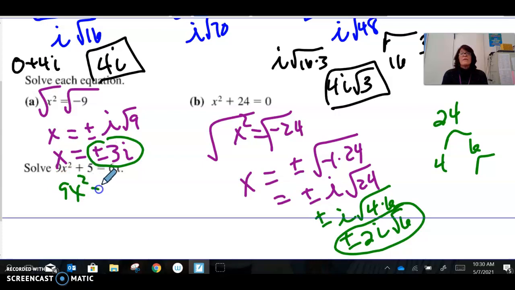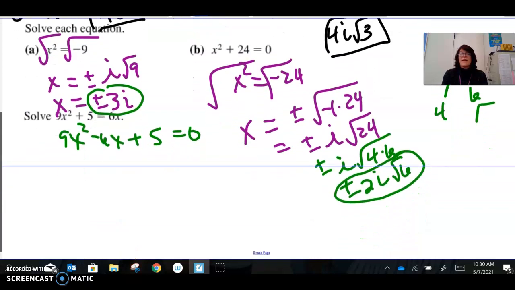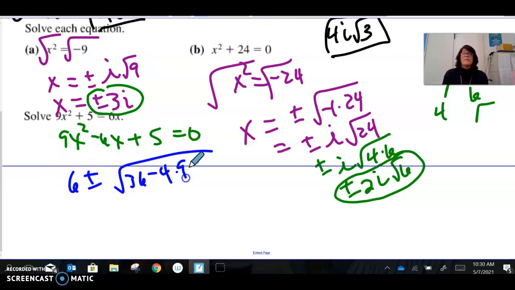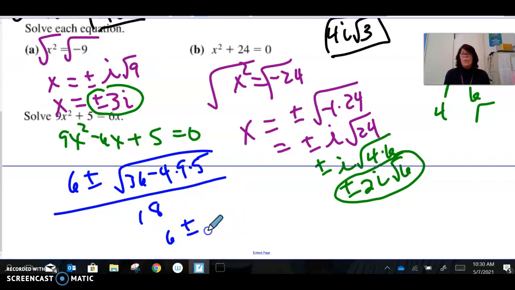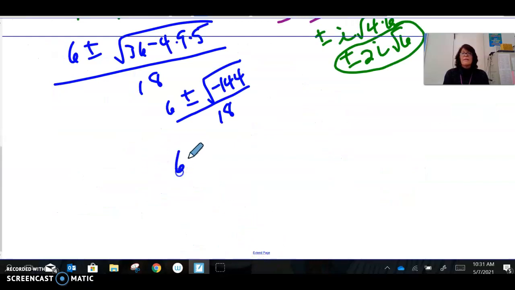Here I have 9x squared minus 6x plus 5 equals 0. Boy, I'd love to factor that if I could, but I can't. I'm going to take the opposite of b, plus or minus the square root of b squared minus 4 times a times c, all over 2a. We get 6 plus or minus the square root of negative 144 all over 18. So that means I have 6 plus or minus. I know that the square root of 144 is 12. This is negative 144, so it's 12i.